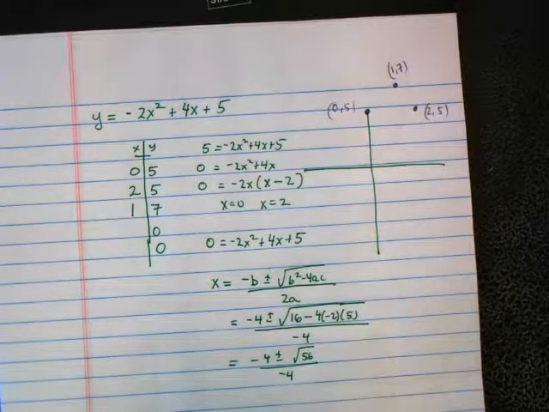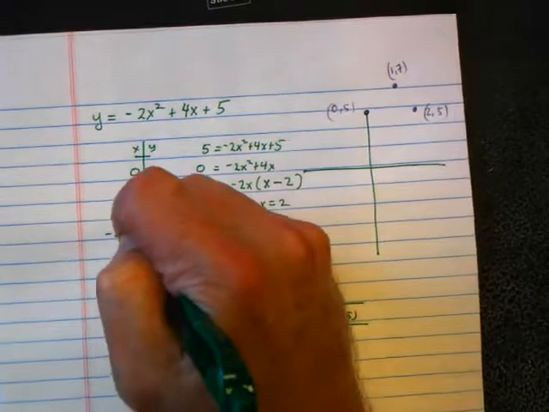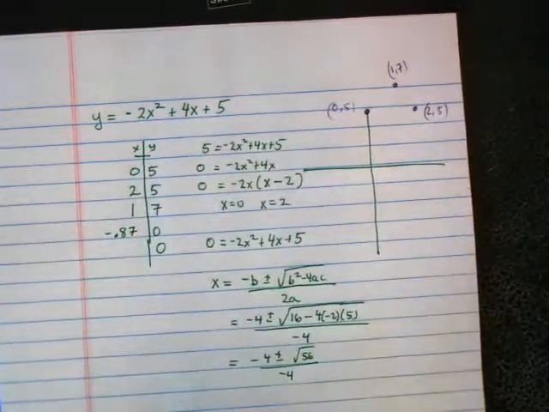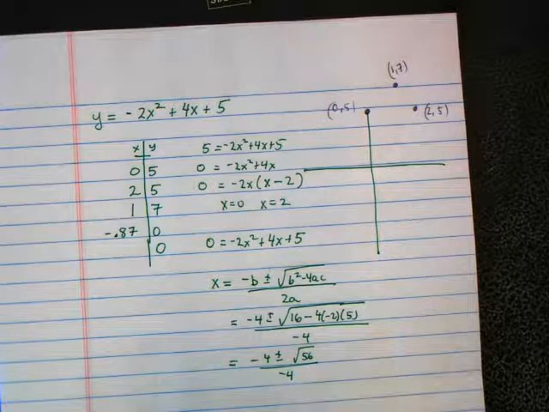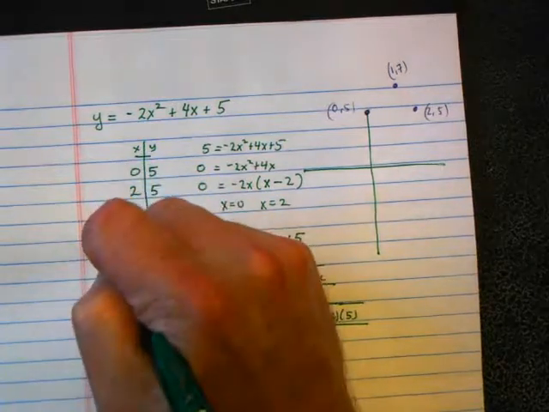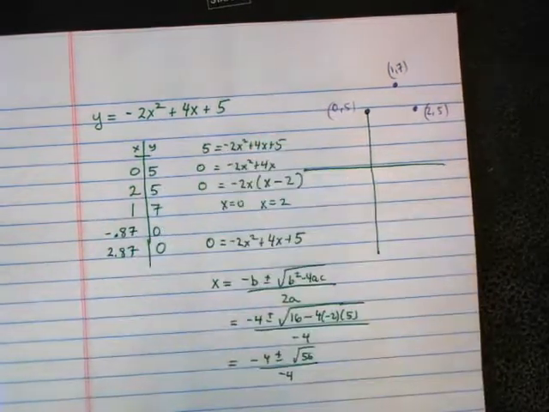-4 plus the square root of 56, divided by -4. One of them is about -0.87, rounding to 2 decimal places. And the other one, -4 minus the square root of 56, divided by -4, is approximately 2.87, rounding to 2 decimal places.